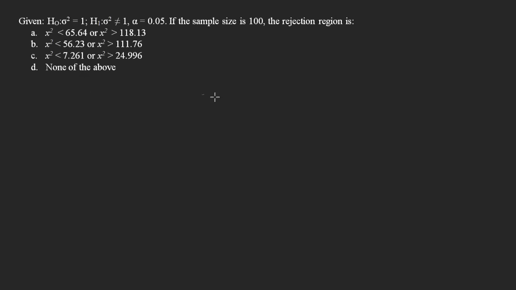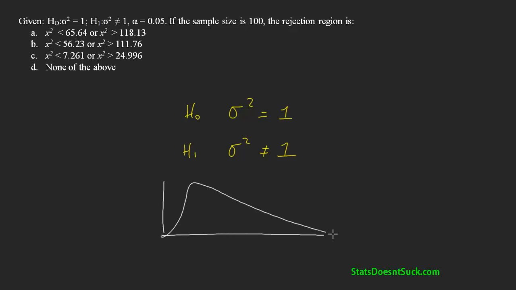Given the hypotheses where the variance equals 1 in the null hypothesis, or in the alternative hypothesis the variance is not equal to 1, which would make this a two-tailed test. Whenever you have equals, not equals, we're going to see a two-tailed test. So our distribution is going to be with a lower tail and an upper tail.